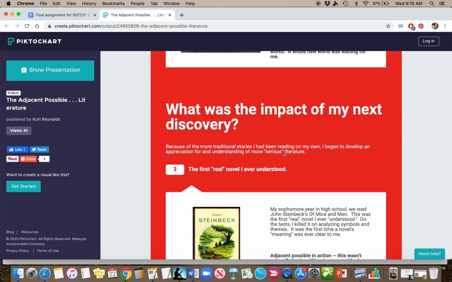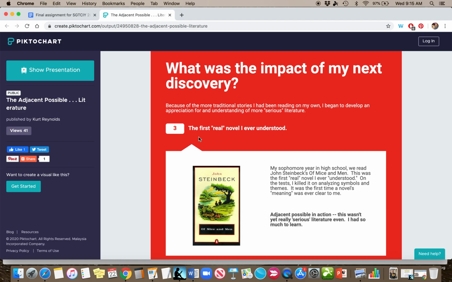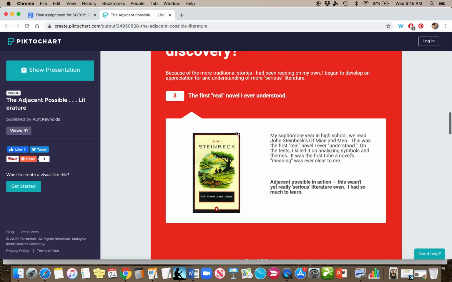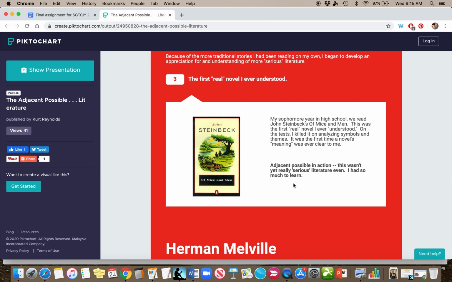So what happened after that was in 10th grade, I got my first real novel. It was Steinbeck's Of Mice and Men. Now, this pushed me. It was very short. It wasn't difficult to read, but it changed me because this was the first time I started to actually understand what symbolism was, and themes. I never thought about that in terms of the work of Poe or Stephen King, but Steinbeck, as kind of real literature, if you want to say that, really stretched me in terms of analyzing serious literature.